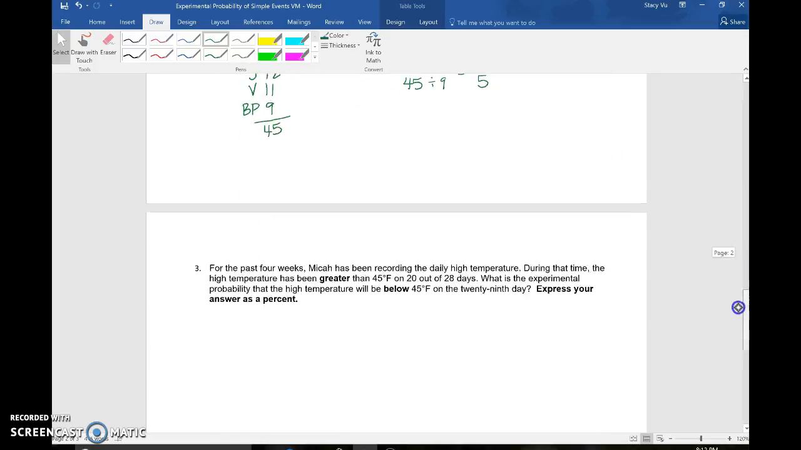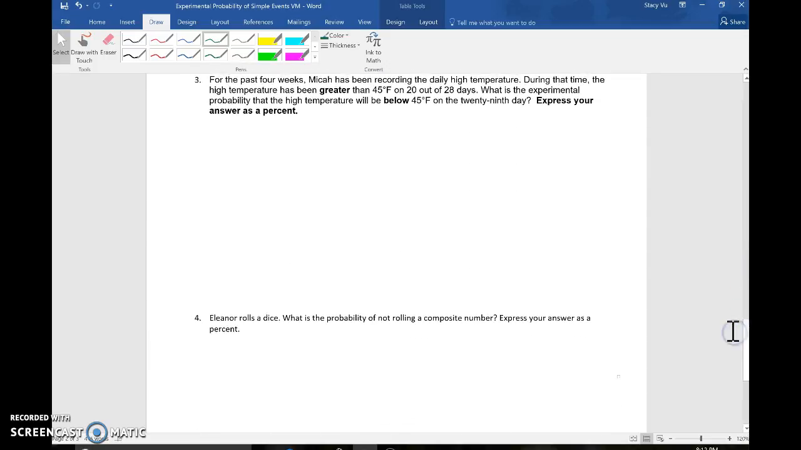Okay, next problem. It says for the past 4 weeks, Mike has been recording the daily high temperature during the time the high temperature has been greater than 45 degrees on 20 out of 28 days. What is the experimental probability that the high temperature will be below 45 on the 29th day? Okay, so there's a lot of reading going on. Let's text code so we know it's important.